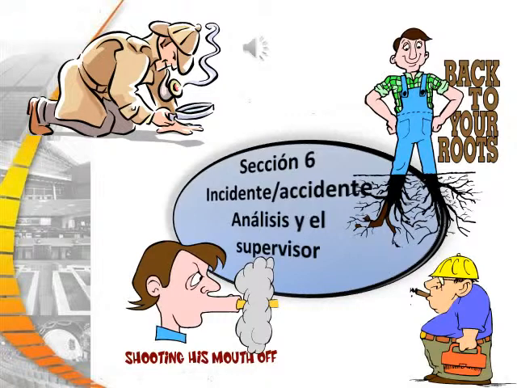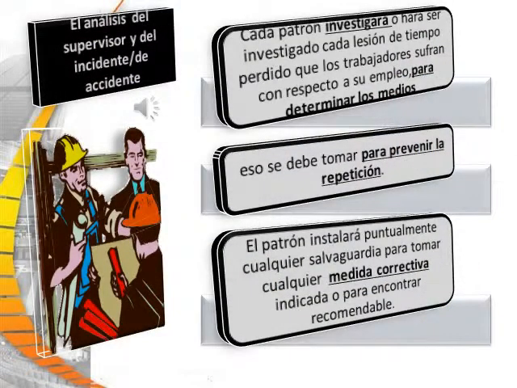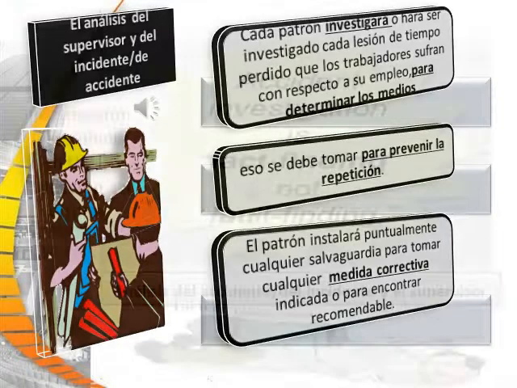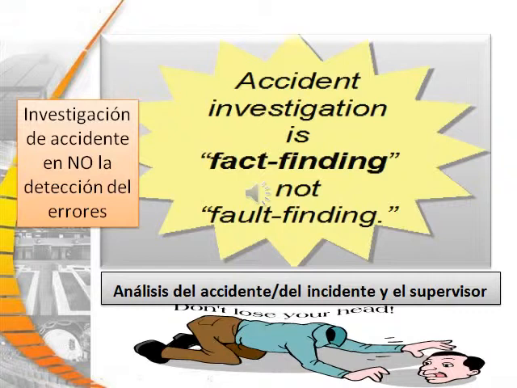Section 6, Incident Accident Analysis and the Supervisor. Each employer shall investigate or cause to be investigated every lost time injury that the workers suffer in connection with their employment to determine the means that should be taken to prevent recurrence. The employer shall promptly install any safeguard or take any corrective measure indicated or found to be advisable. Remember, accident investigation is accident fact-finding, not fault-finding.